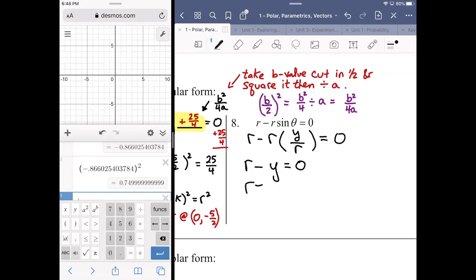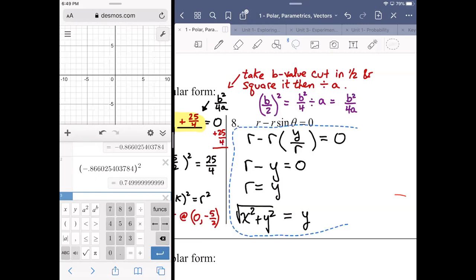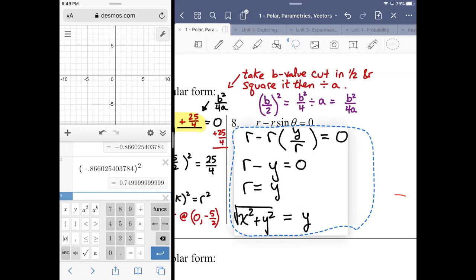So r equals y, right? I can now replace, we could have done it before, but I'm now going to replace the r with the square root of x squared plus y squared. You could have also squared both sides and gone that route, but it really doesn't amount to anything in terms of whether it's going to make it any easier to do it one way or the other.